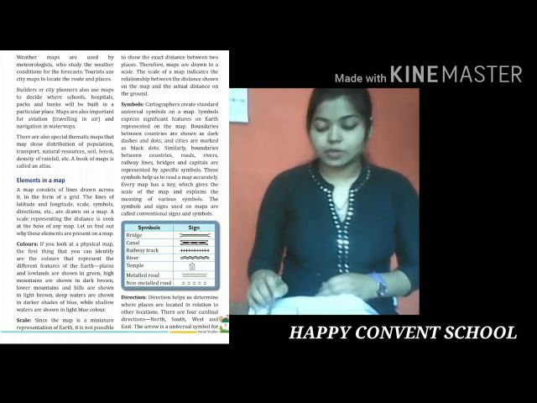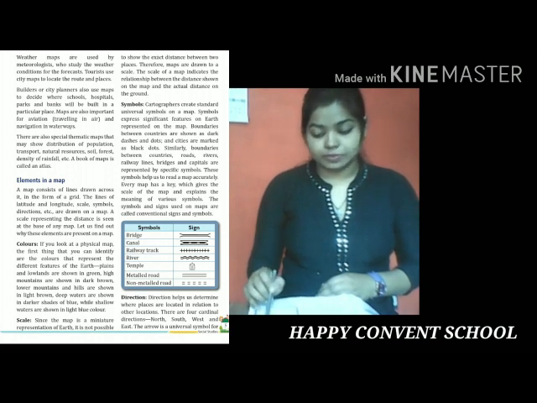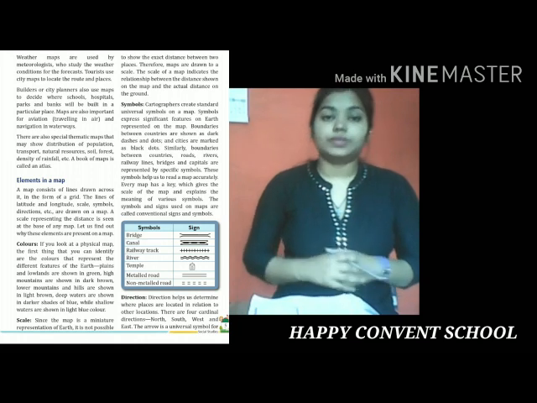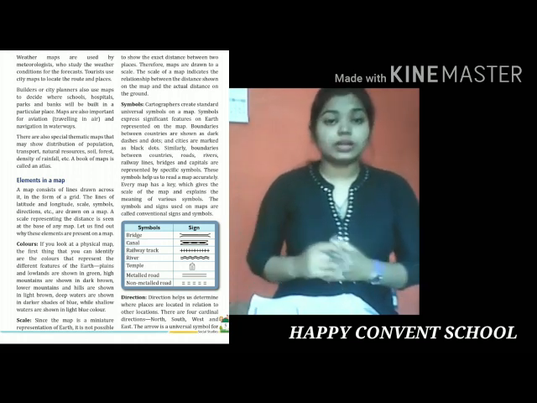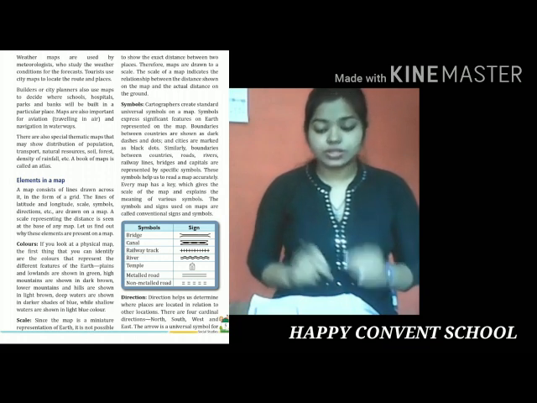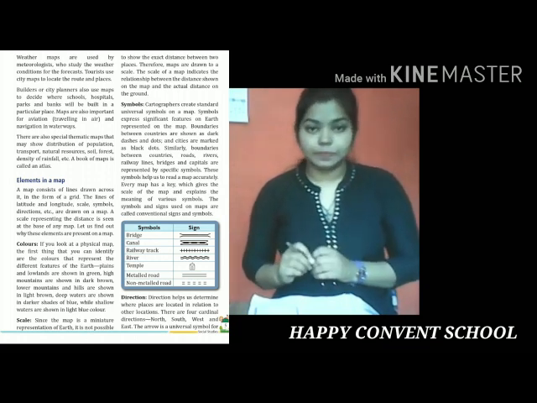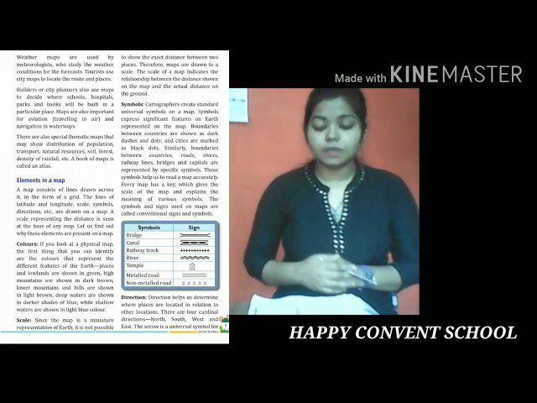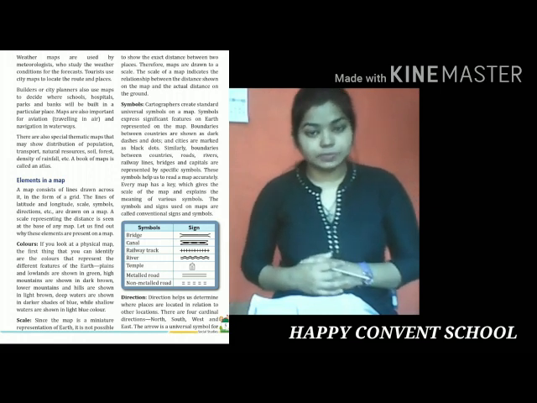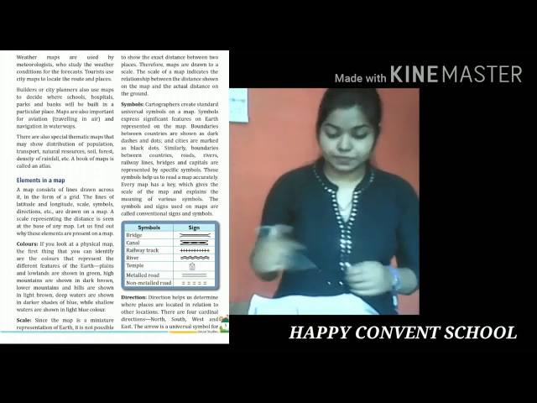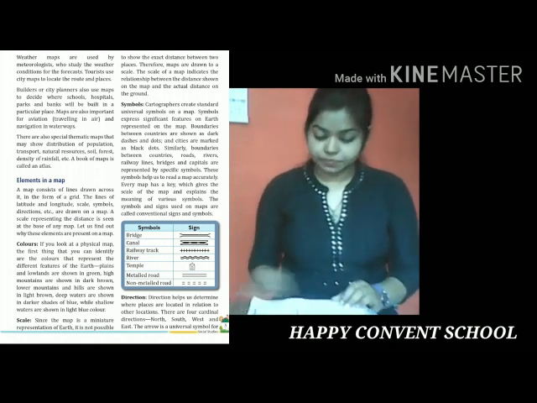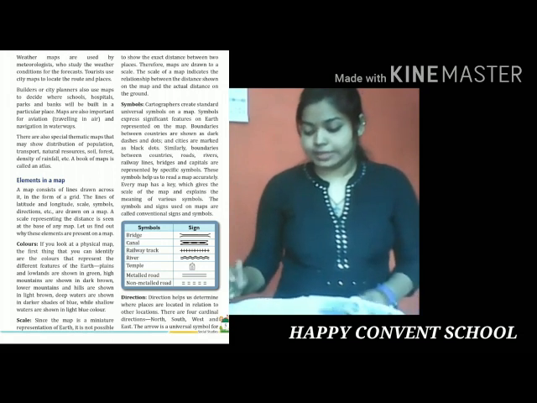Every map has a key which gives the scale of the map and explains the meaning of various symbols. The symbols and signs used on a map are called conventional signs and symbols. So these symbols which are used, they are called what? They are called conventional symbols and signs. And who created this universal standard symbol? Cartographers have created them. Okay, so the next element is direction.